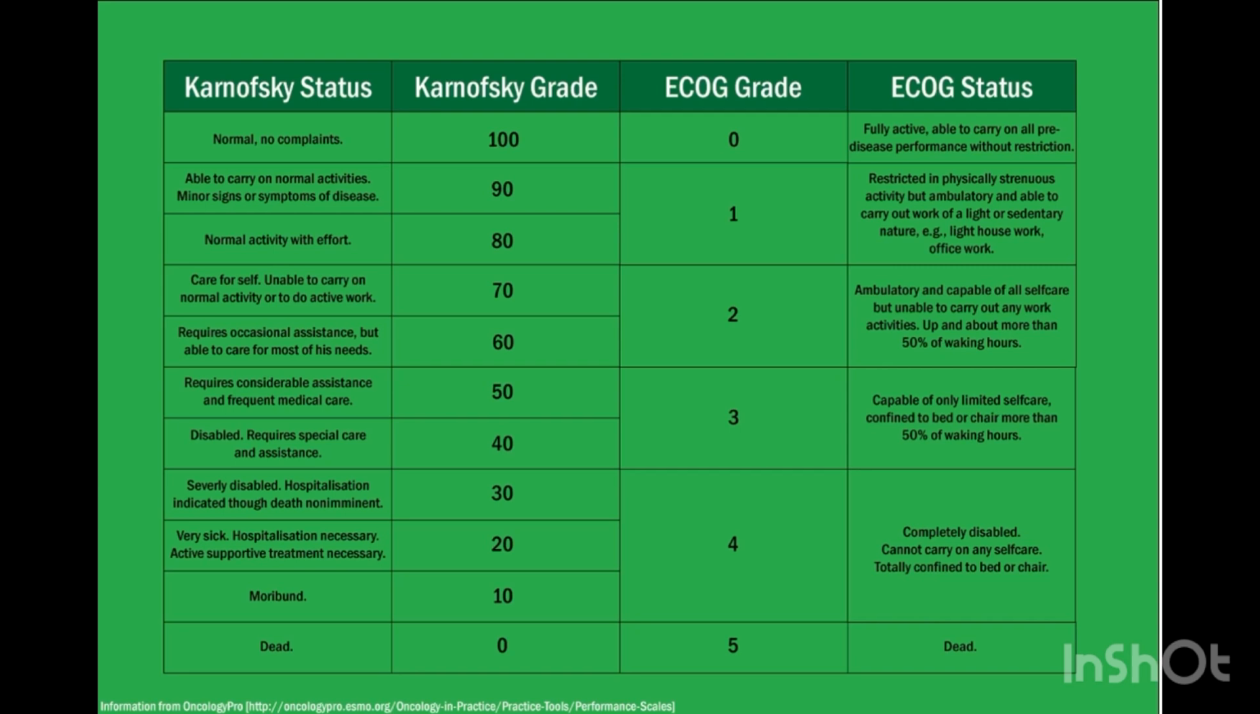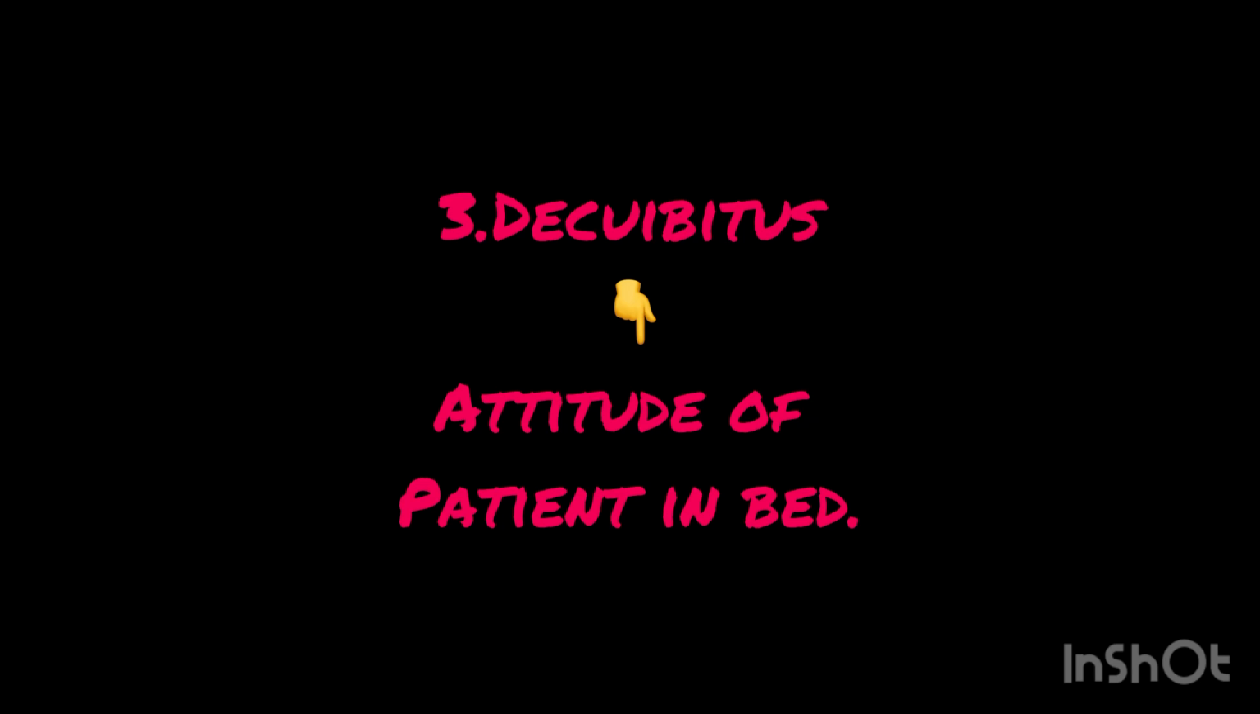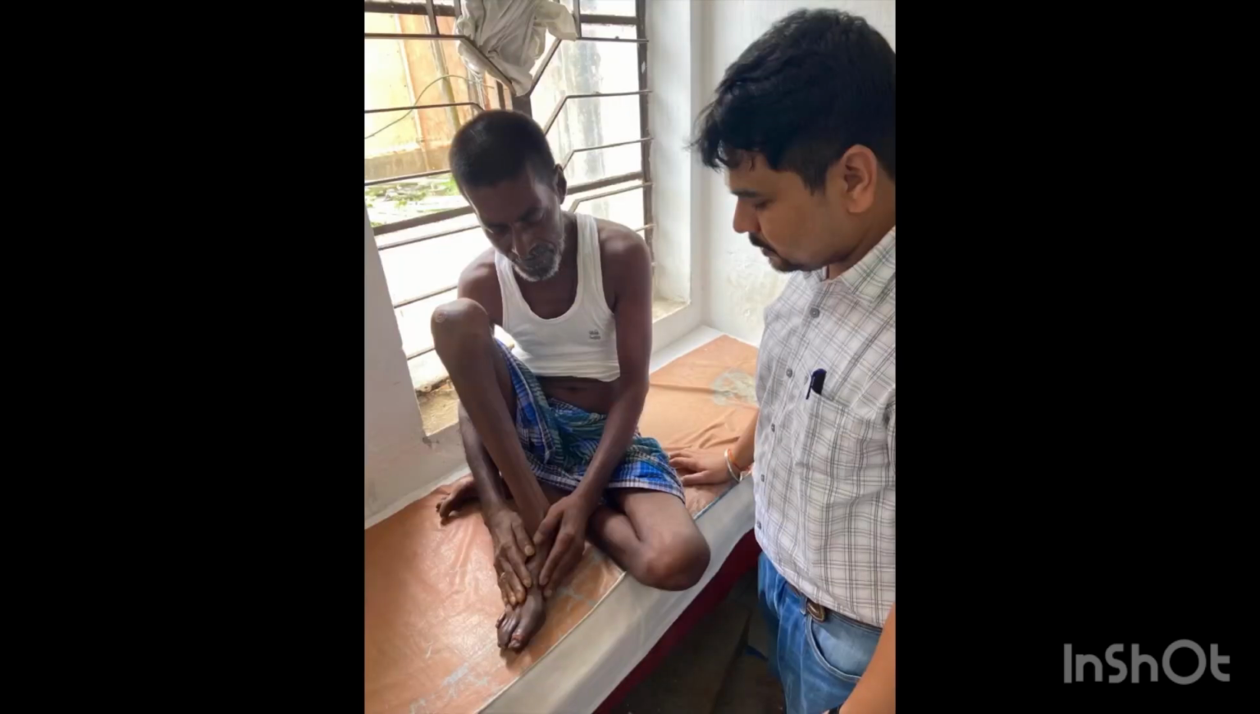Number third is decubitus. Decubitus is the attitude of the patient in bed. Patient may lie still in peritonitis. In pancreatitis, patient may be bending forward. In renal colic, patient may be restless. So this is peripheral arterial disease. Patient is holding his right foot to decrease his rest pain.